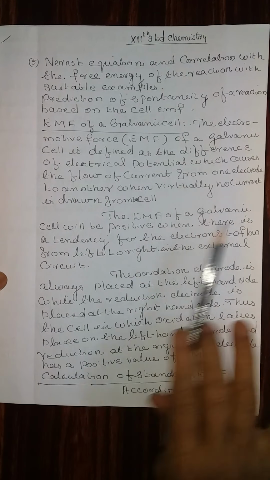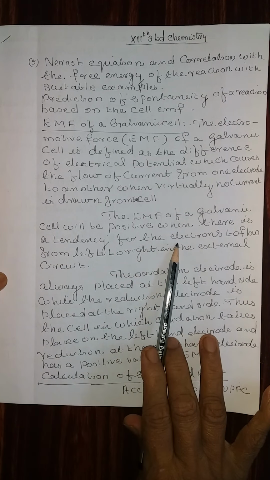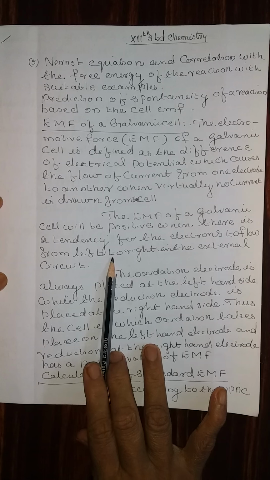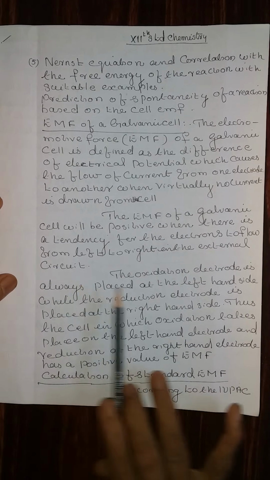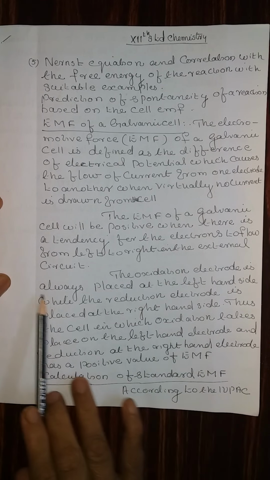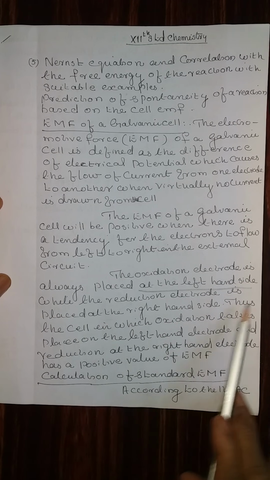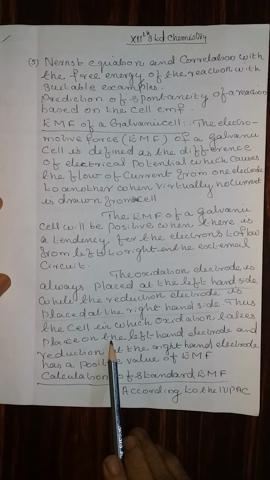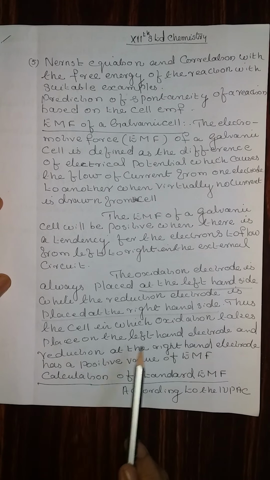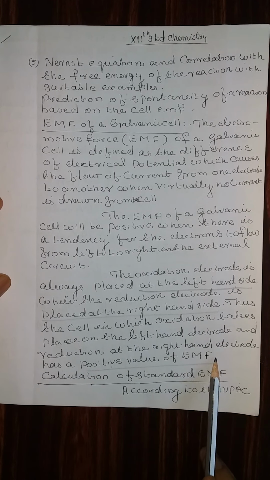The EMF of a galvanic cell will be positive when there is a tendency for the electrons to flow from the left to the right in the external circuit. The oxidation electrode is always placed at the left hand side, while the reduction electrode is always placed at the right hand side. Thus, the cell in which oxidation takes place on the left hand electrode and reduction at the right hand electrode has a positive value of EMF.